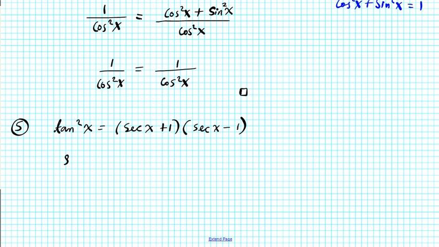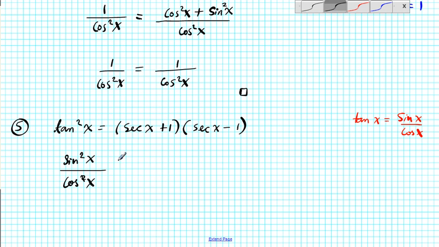So it's going to be sine square x over cosine square x. Okay? Because remember that tan is sine over cosine, right? Tan x is sine over cosine. So that's basically what I used over here. Alright, so on this one, I'm just going to distribute this out and then see what happens.